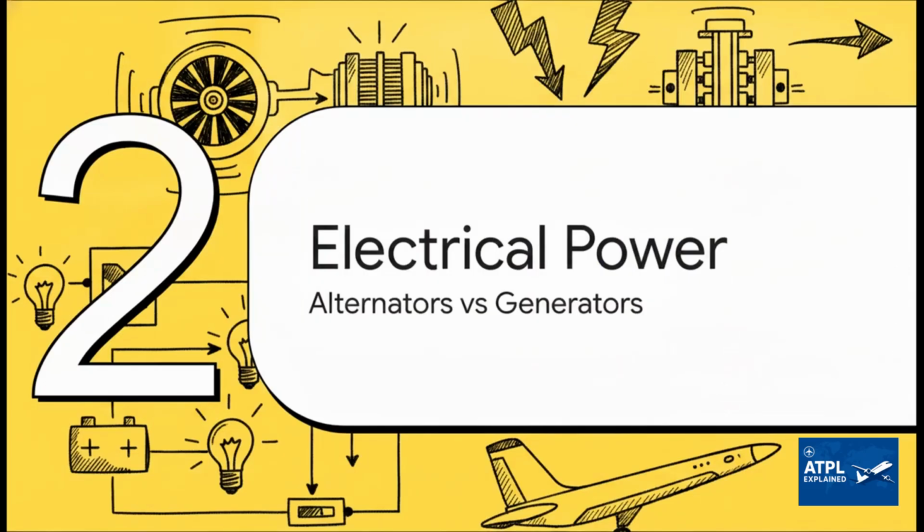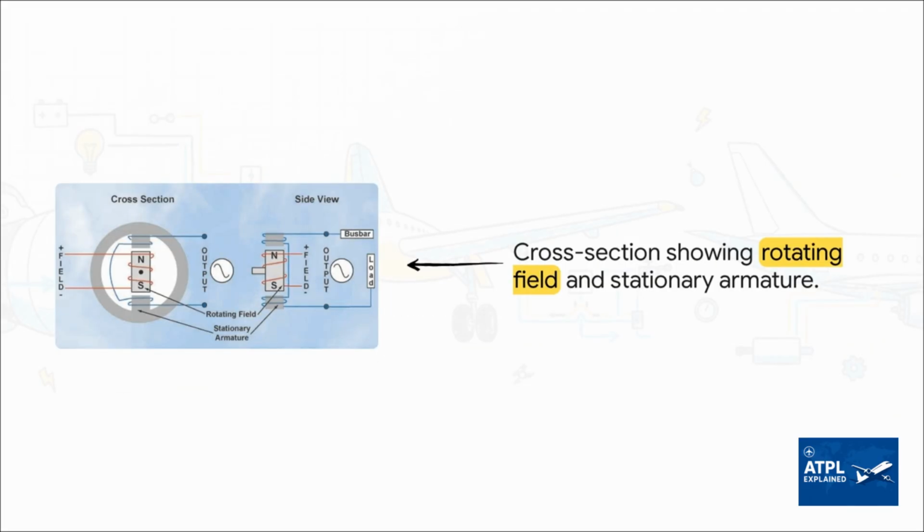Moving on to Part 2, electrical power and distribution, specifically alternators versus generators. Now, what's really interesting here is how power is actually created on board. Alternators and generators fundamentally do the exact same core job, right? They produce the electricity needed to charge your battery and run your equipment, but here is the crucial difference for your exams. A generator produces direct current, or DC, right out of the gate.